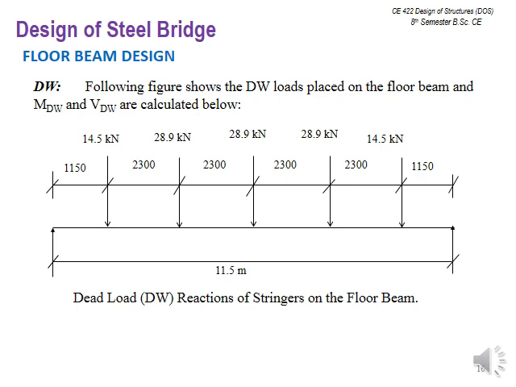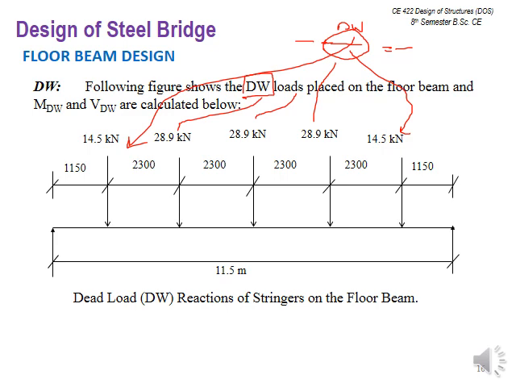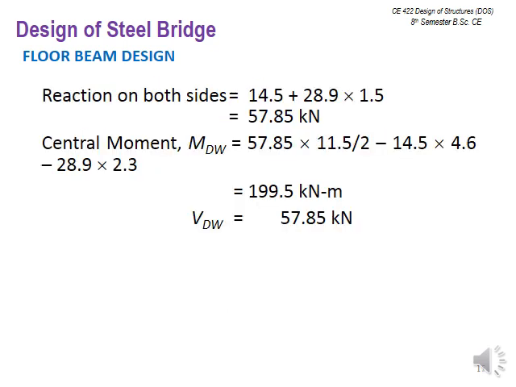Now this figure is for the DW part, as I have told you, the second term of this equation to calculate the total dead load. So from the second term DW, as I have told you, take all of the values. For the exterior stringers 14.5, and for the interior it will be 28.9. Okay, so in this way the rest of the dimensions and other things will remain the same. So similarly you are going to calculate the reactions and moments. So MDW and VDW need to be calculated. So keep this MDW, VDW with you.